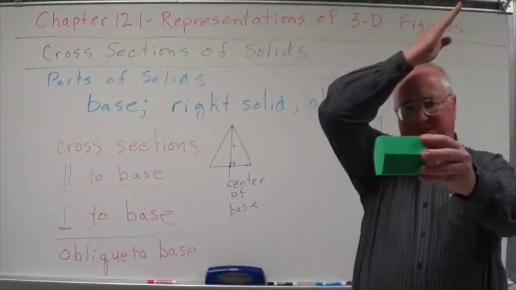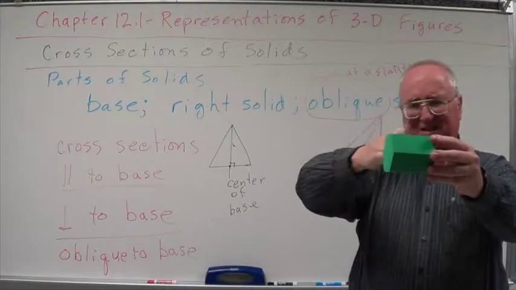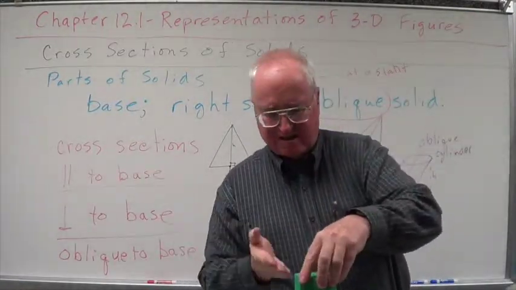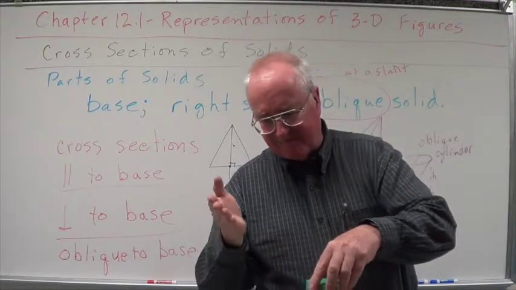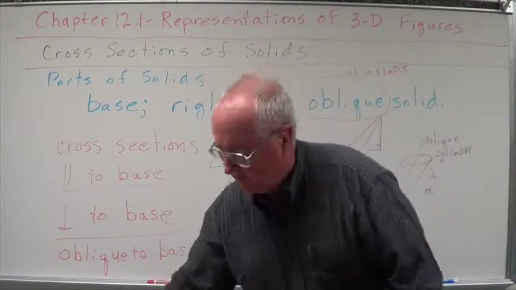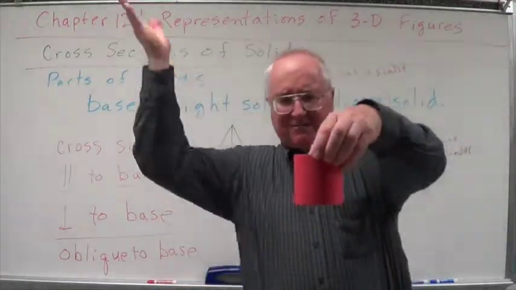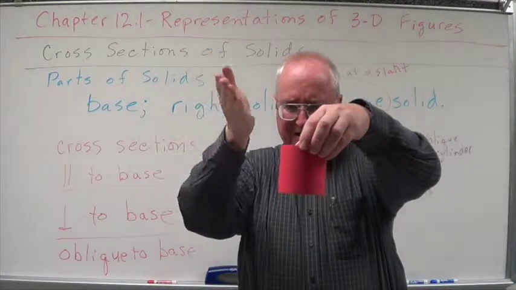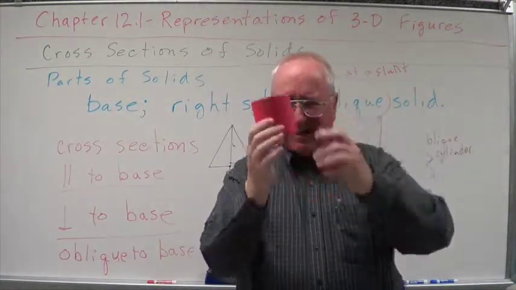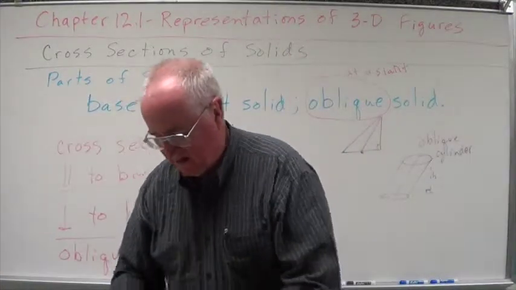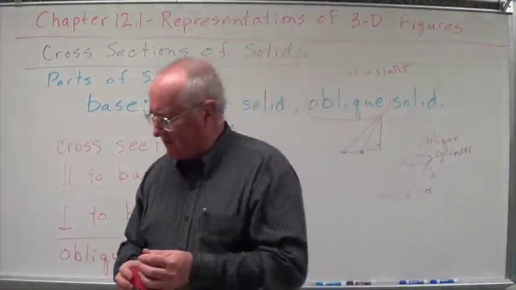What happens when we come in here and we slant this thing? We're going to get a 6-sided figure, but it's not going to be an equilateral hexagon, are we? What happens to this thing if we come in at a slant? Think about it. We're going to get an ellipse, aren't we? Okay?